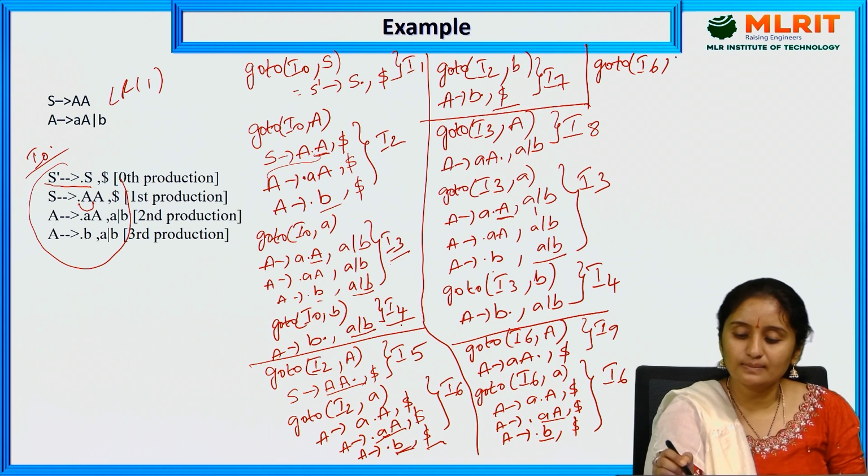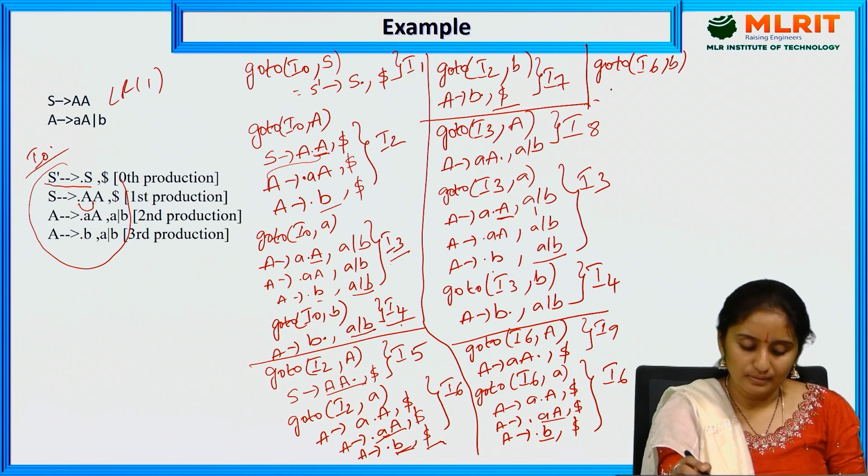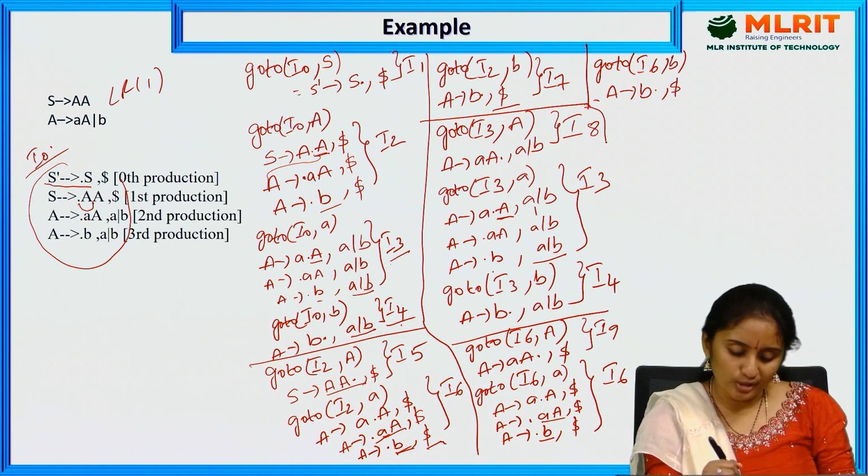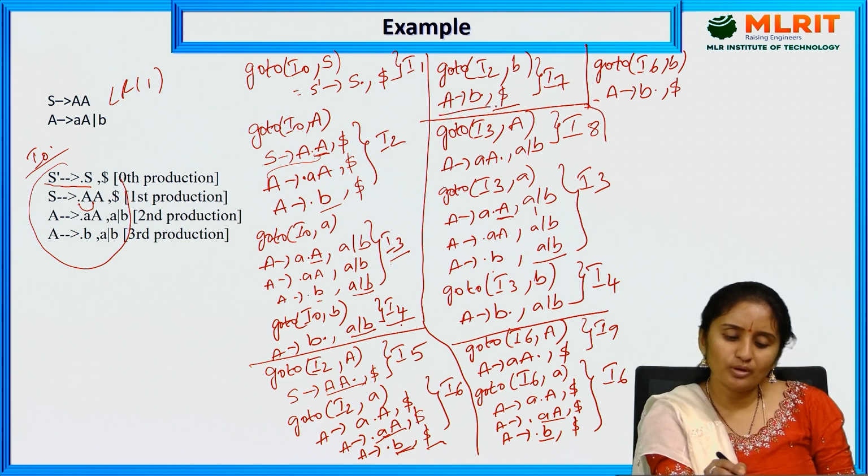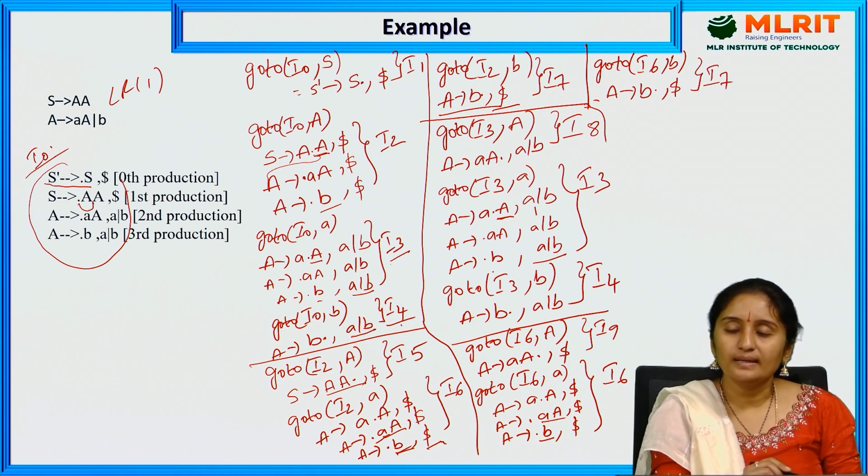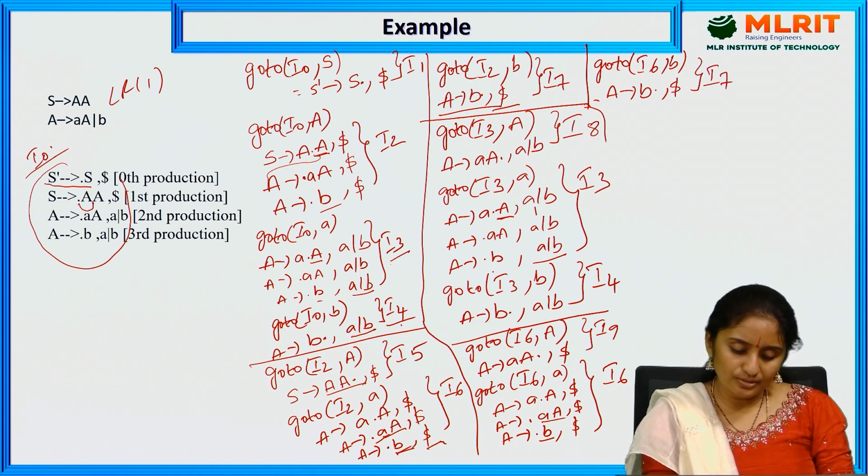The next one is B. A tends to B dot comma dollar. So what is it? A tends to B dot comma dollar. It is in I7 state. Now check all the productions of I6 are completed. Yes, all the productions of I6 are completed.